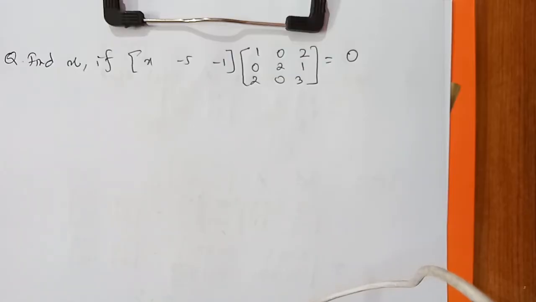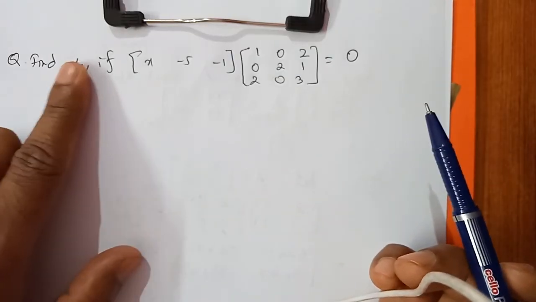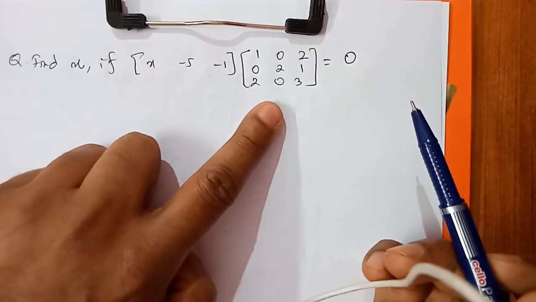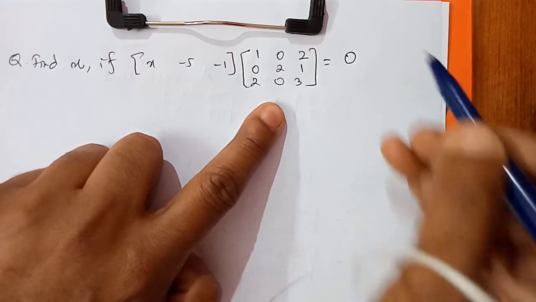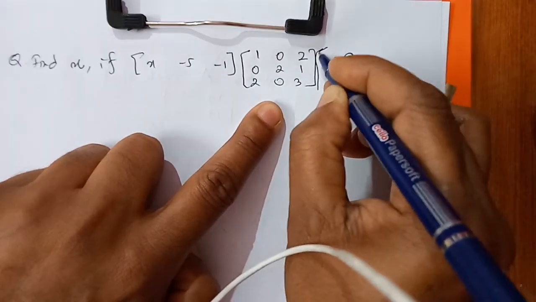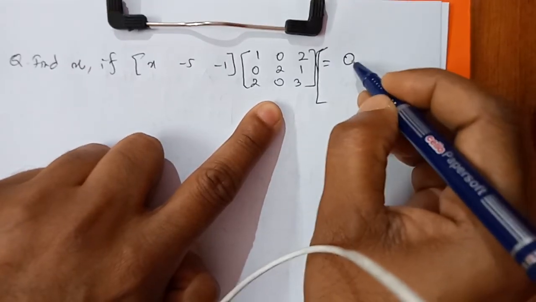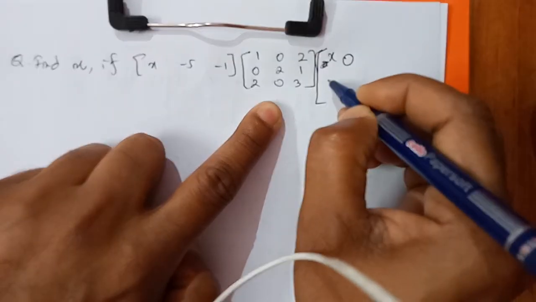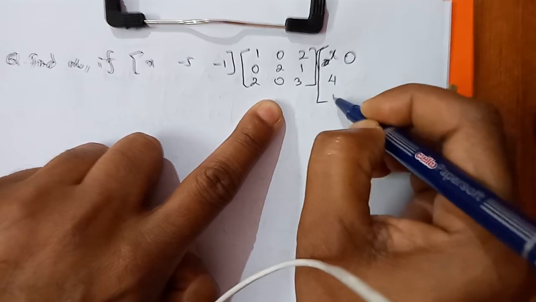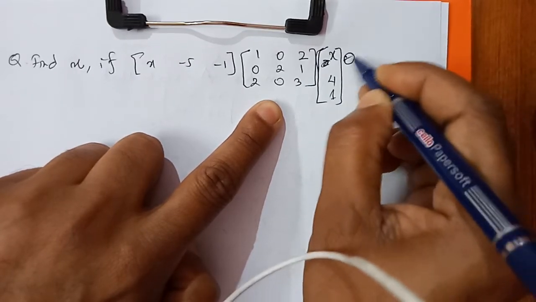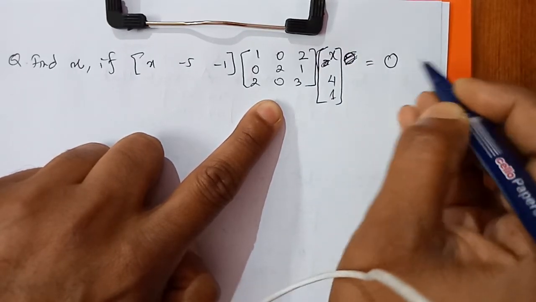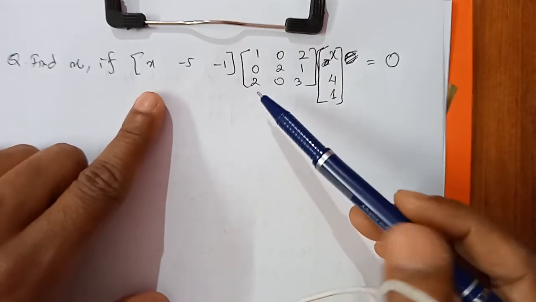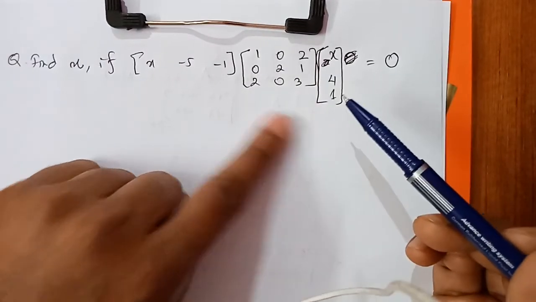Now take another question. Find x if this matrix into this matrix, sorry, one more thing is there. One more matrix will be x, 4, 1, equal to 0. See, left hand side there are three matrices and they are in the form of product.